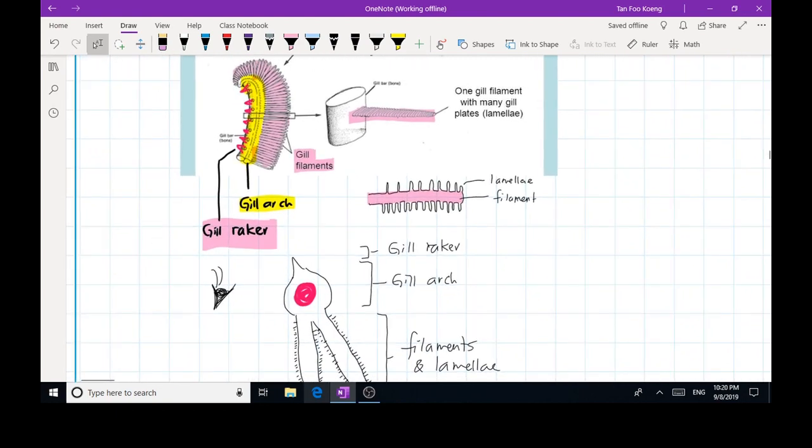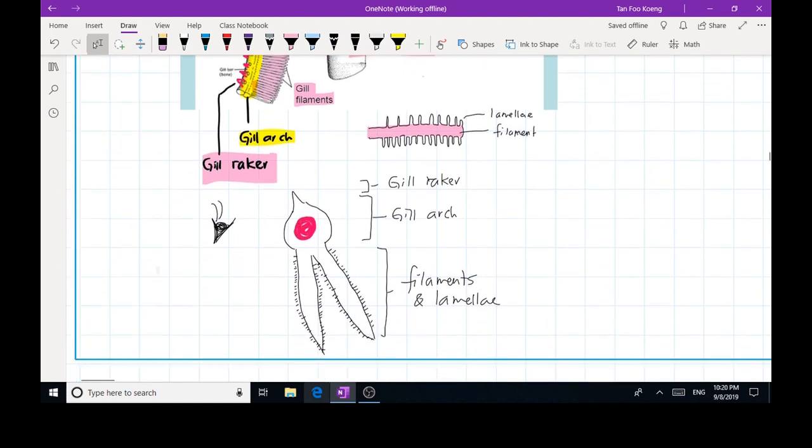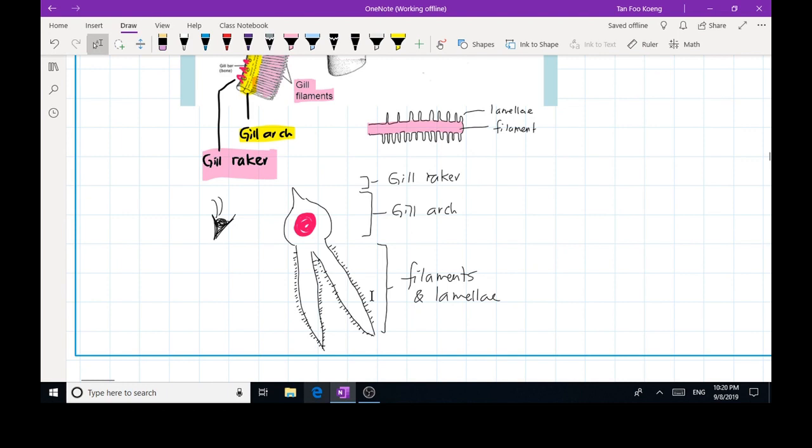Now, if you look at it from this perspective, you will discover that this is a gill raker, and this is a gill arch. Inside the gill arch, we find a lot of blood capillaries. The filament is actually made of two thin sheets of structure, and on the filament, we see tiny projections or protrusions known as lamellae.